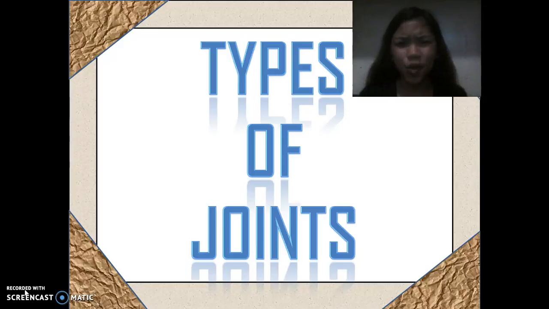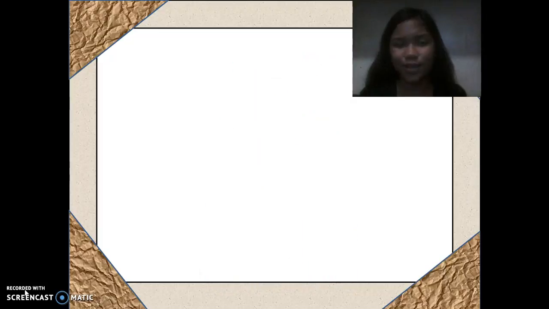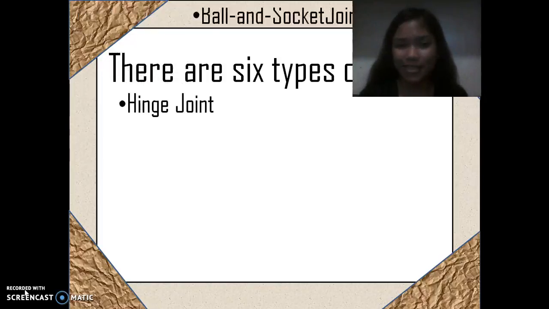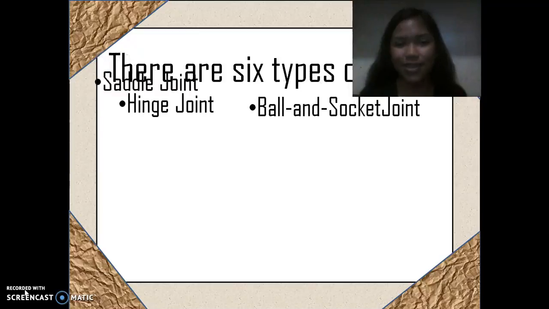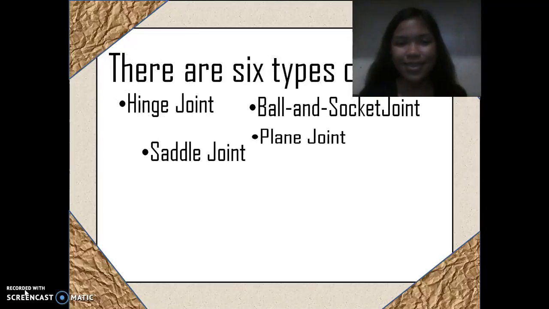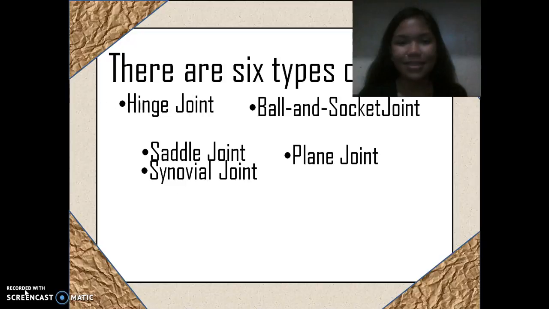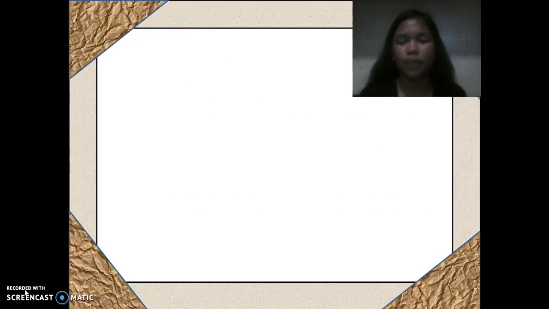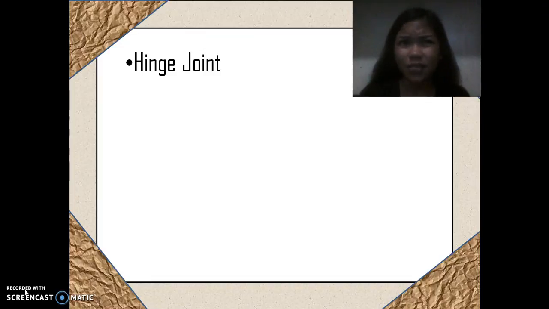Do you know what are the types of joints? Let's talk about that. First, there are 6 types of joints: hinge joint, ball and socket joint, saddle joint, plain joint, synovial joint, and the fibrous joint. First, let's talk about the hinge joint. Do you know what is hinge joint?